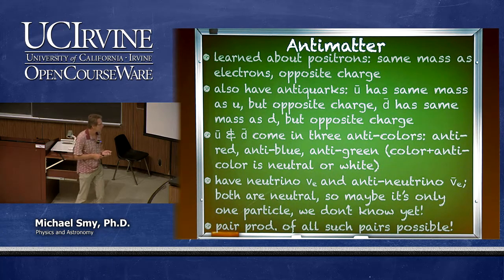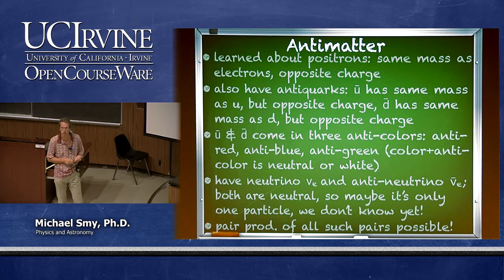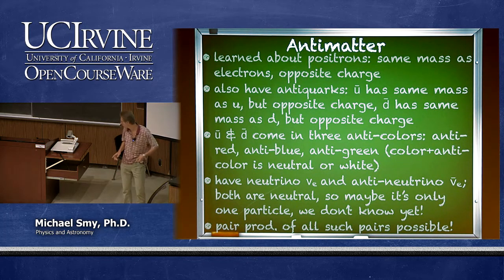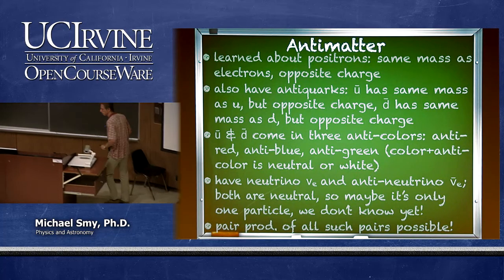The thing about antimatter is that if you're given enough energy, you can pair produce a particle and its antiparticle together. So you can make a U-bar pair, or you can make an electron-positron pair, or a neutrino-antineutrino pair. You can't produce one of them alone, but you can always produce such pairs if there's enough energy available.